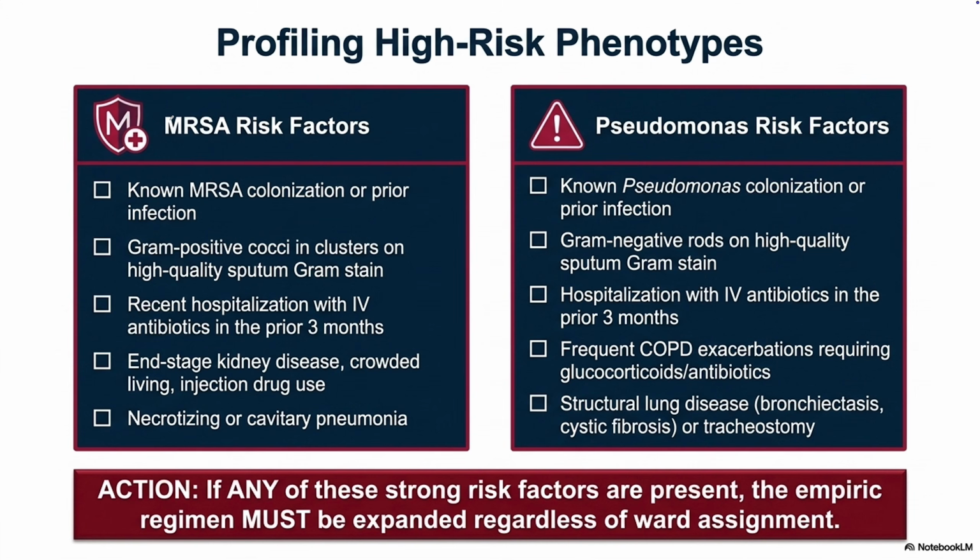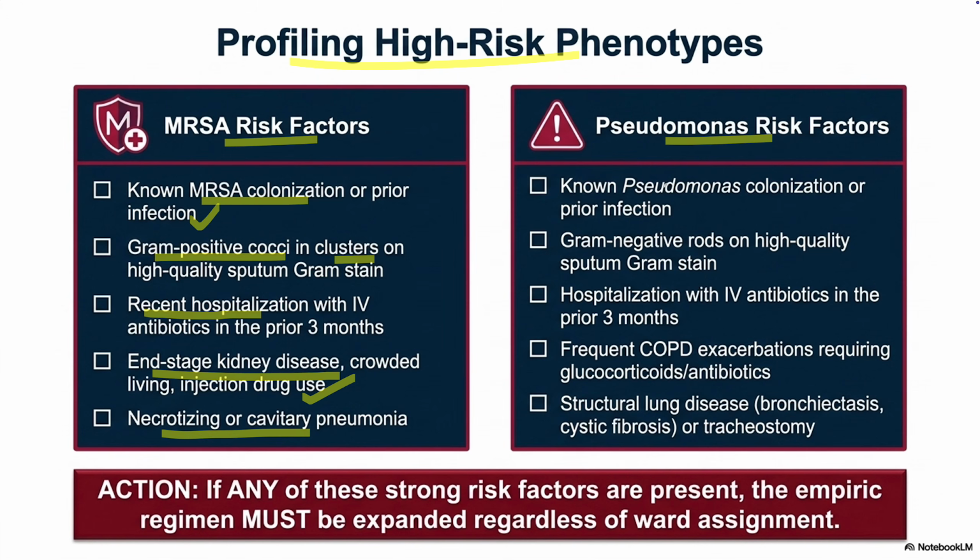Slide 4, profiling high-risk phenotypes. Before selecting empiric therapy, actively search for risk factors that suggest MRSA or Pseudomonas. For MRSA, important clues include known colonization, a prior infection, gram-positive cocci in clusters on sputum gram stain, recent hospitalization with intravenous antibiotics, end-stage kidney disease, crowded living conditions, injection drug use, and especially necrotizing or cavitary pneumonia.